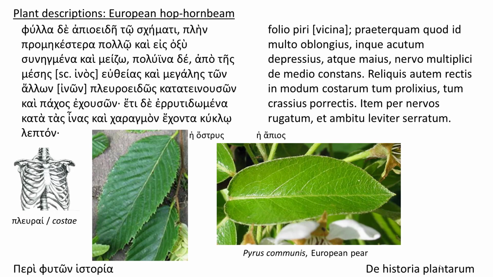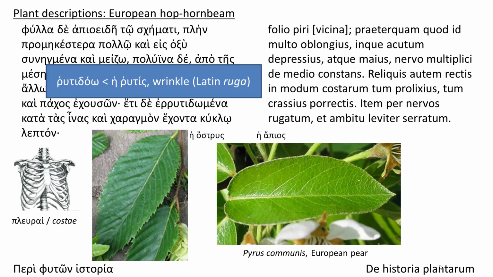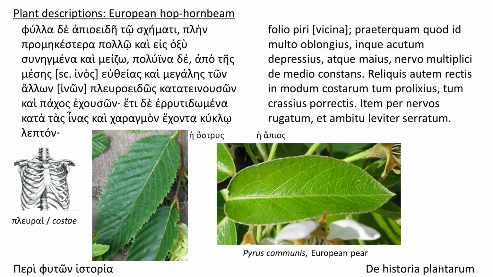Eti de rhytidomena kata tas inas, kai charagmon echonta kyklo lepton. Moreover, the leaves are wrinkled. Rhytidao from he rhytis, wrinkle, Latin ruga. Moreover, the leaves are wrinkled along the fibers and have a finely incised edge around them. Item id per nervos rugatum, et ambitu leviter serratum. This is about as detailed and precise a description of a leaf as you can get.